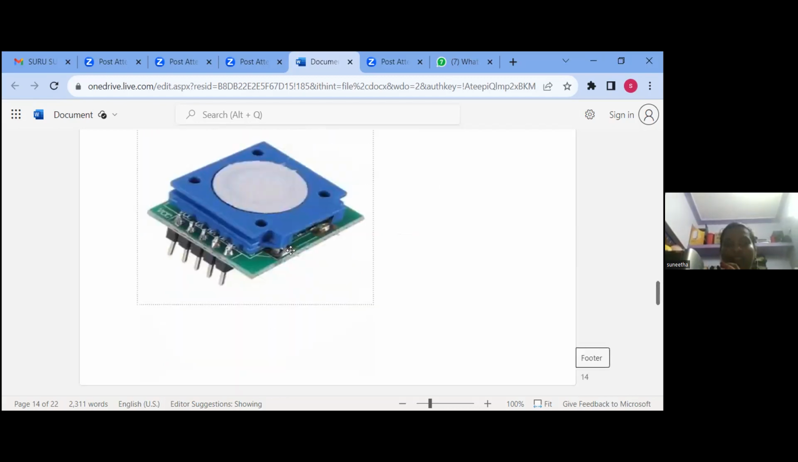And this is the diagram of ozone sensor. Actually, these are 5 pins. One is VCC and another one is ground, and another one is input output, like transmitter and receiver.